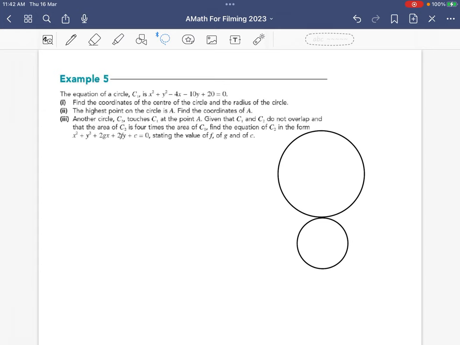Now they say find the equation of C2. They touch at the point A. From the previous part, we know that the point A was (2, 8). So I will just draw here. This point here is (2, 8), and the center of my first circle was (2, 5). By logic, you will know that the center here will be (2, something). So what we need to figure out now is the radius of the larger circle, which is known as C2.